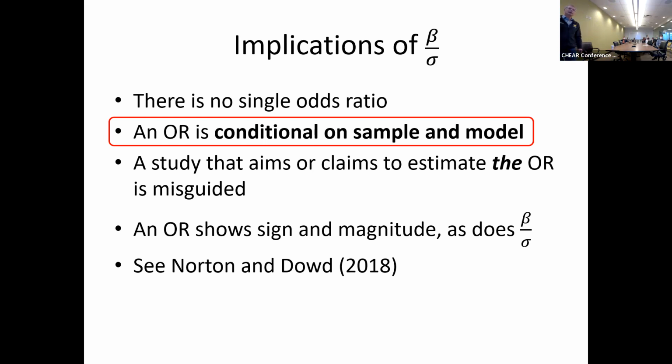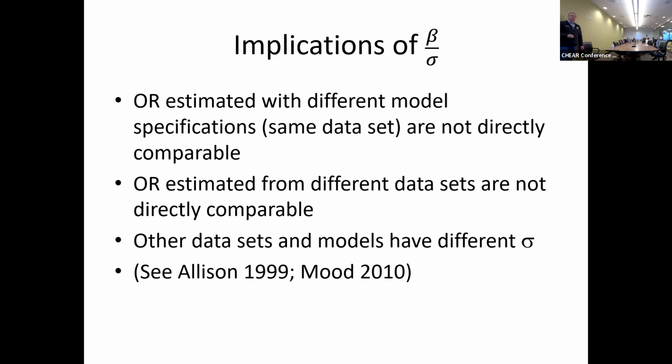Okay. Next slide. So as I said before, if you estimate an odds ratio with a different model specification on the same data set, the odds ratios are not directly comparable because they have different sigmas. You should get different odds ratios when you change the variables. And similarly, if we have two different data sets, you cannot directly compare them because they're specific to that data set and that model. And two papers have made this point very clearly before.